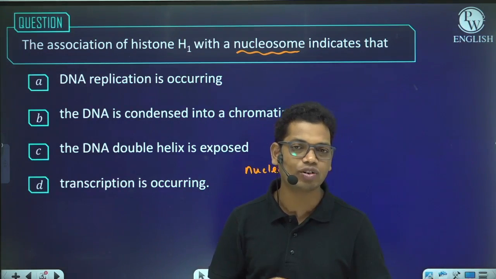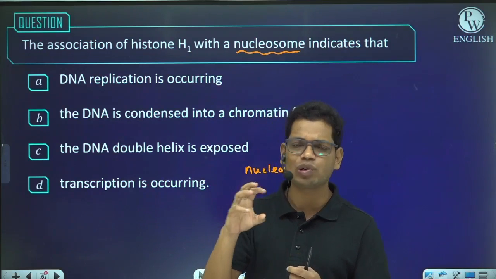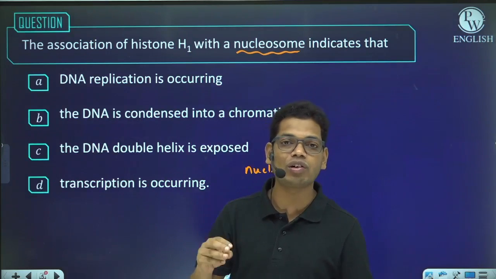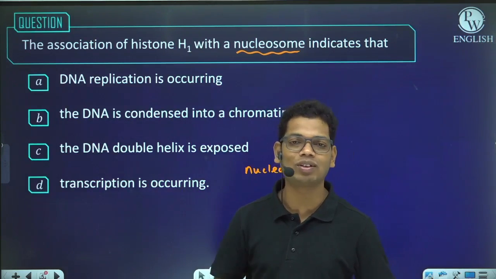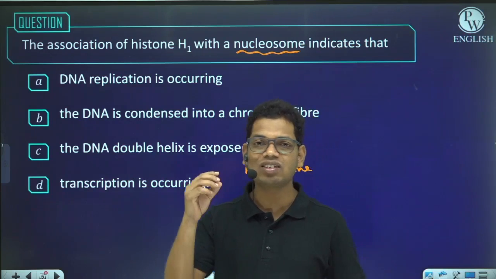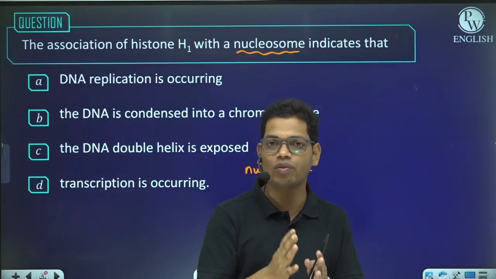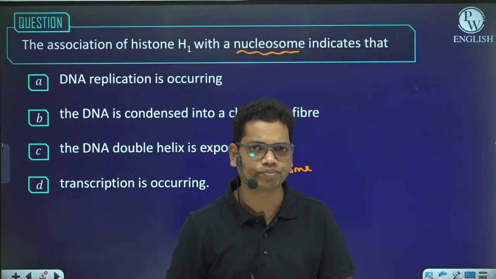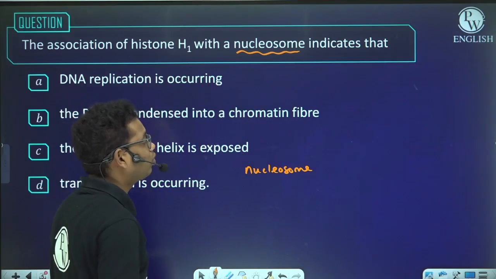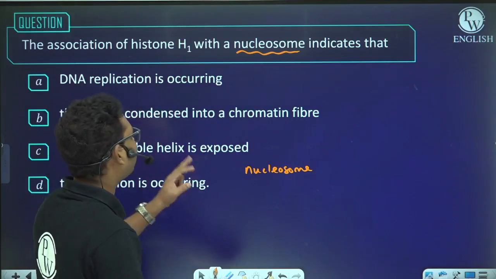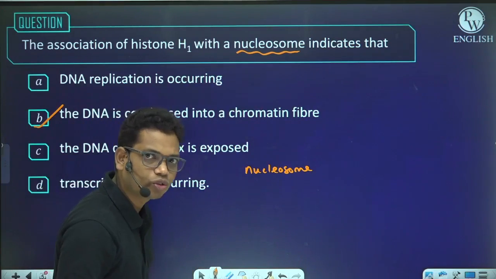What do you call that? As nucleosome. And ultimately, once the nucleosome is formed, the nucleosome is the unit of chromatin. So if the nucleosome is formed, that means it is going to form the chromatin. Okay, and this nucleosome gets associated with the H1, and the exact position of the H1 is still not known. Okay, so if the H1 histone gets associated with the nucleosome, that means what is happening? The DNA is getting condensed to form the what? Chromatin fiber. To form the chromatin fiber.